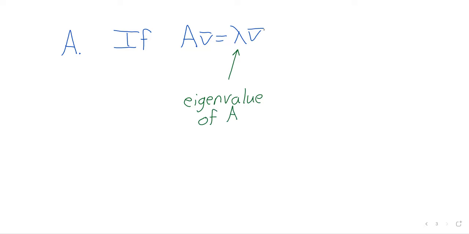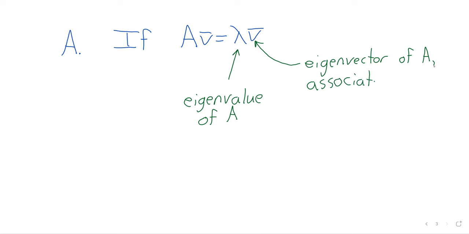Lots of important German mathematicians. And this vector V is an eigenvector of A associated with this particular number lambda.